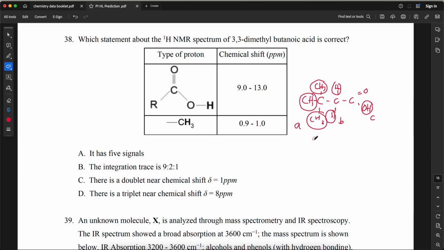So 9, 2, and 1. It has 5 protons? No, it only has 3 protons. The integration is 9 to 1, correct?